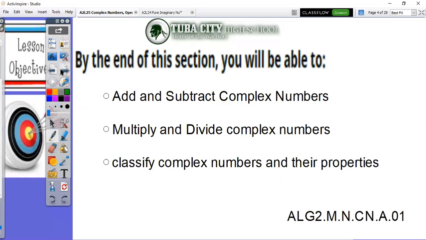By the end of this, you will be able to add and subtract complex numbers, multiply and divide complex numbers, classify complex numbers and their properties.